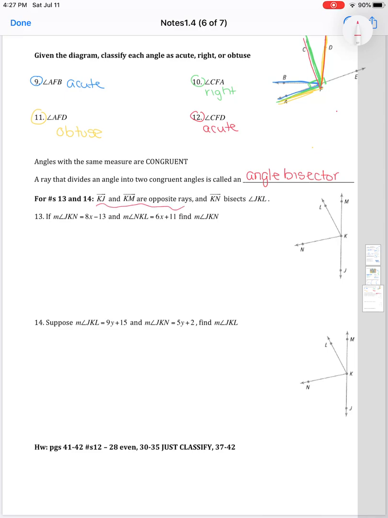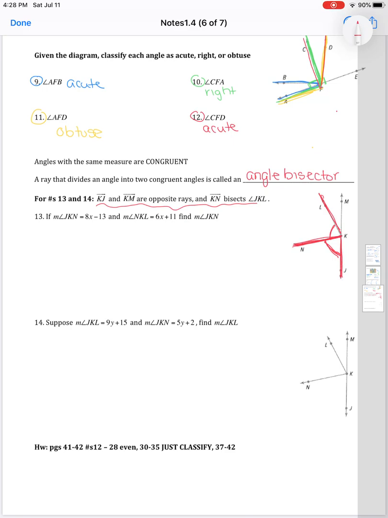So we have two examples left. And we're going to fill the picture in because that's very important. So up here in the directions, it's telling us that KN bisects JKL. Well, here's KN, and here's JKL. So when this segment bisects, it cuts it in half. So I know that this angle is equal to this angle. That is the crucial part.